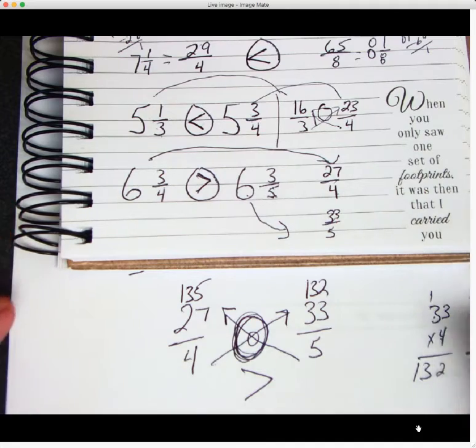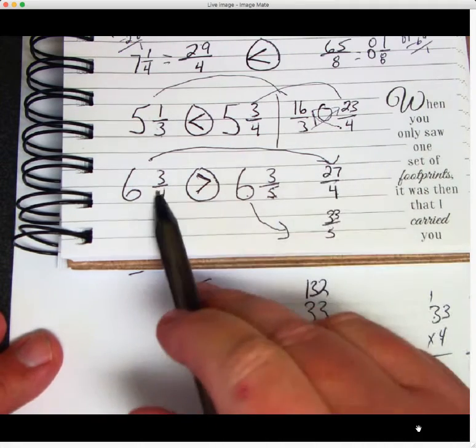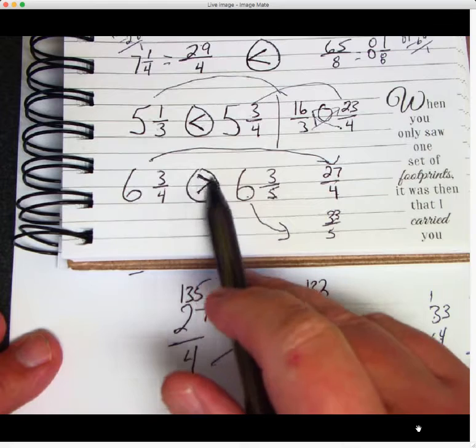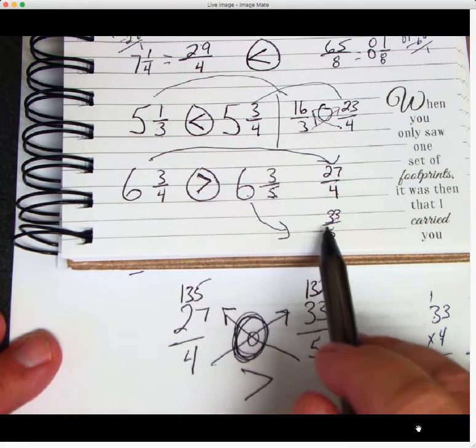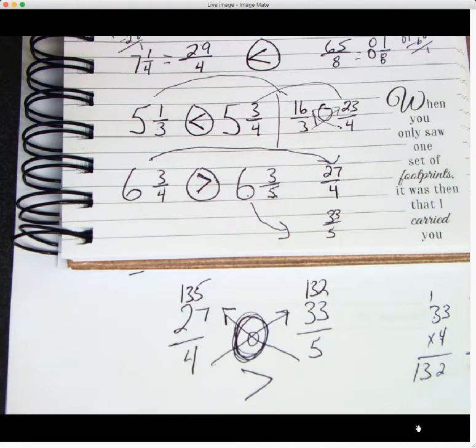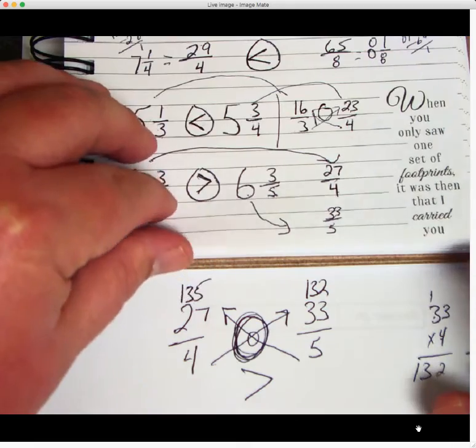Let's see if we got that up here. Which one's 27/4? 6 3/4. So yes, we did. 27/4 is greater than 33/5. So 6 3/4 is larger. Guys, it's just hard. I'm going to work a couple more, or at least one more with you.